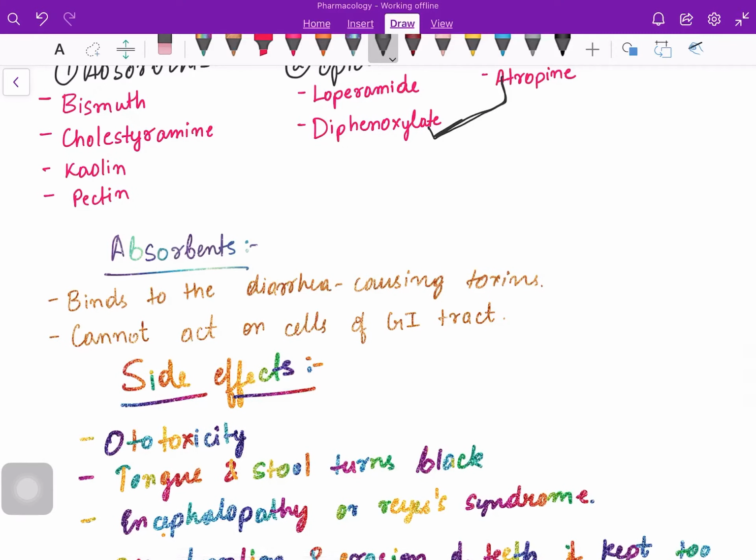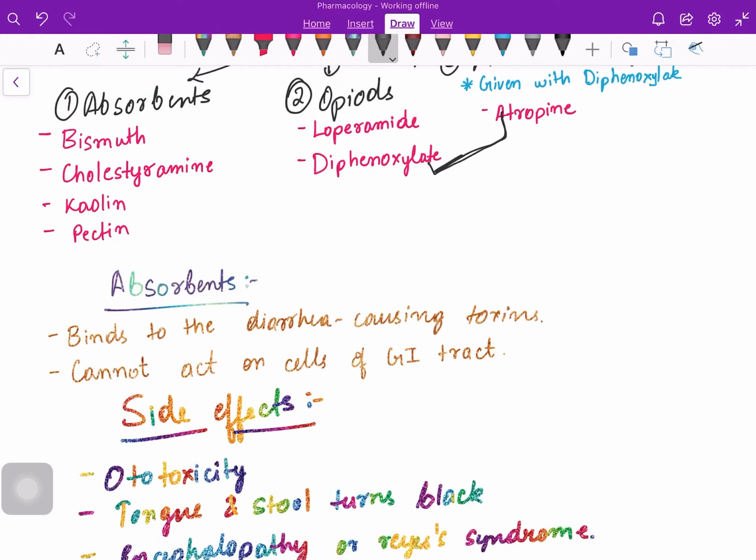Absorbents, what are they? They bind to the diarrhea causing toxins and cannot act on the cells of the gastrointestinal tract. If we know something about bismuth, we can give it with salicylate. It is the antacid for dyspepsia. Usually some people have diarrhea when they travel. That's not any of the osmotic or secretory. That can be solved only with bismuth.